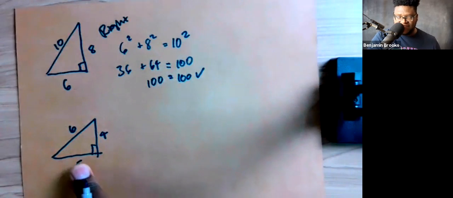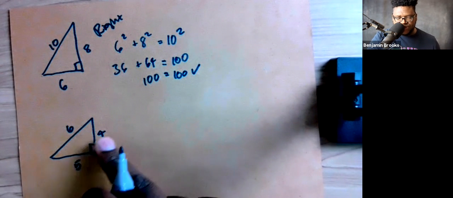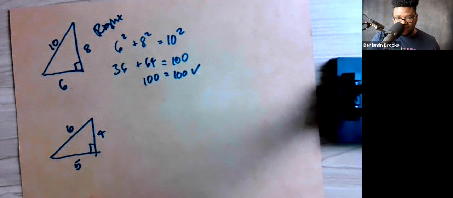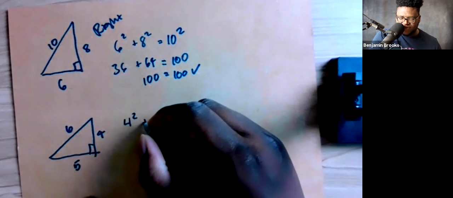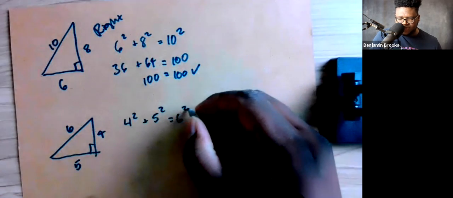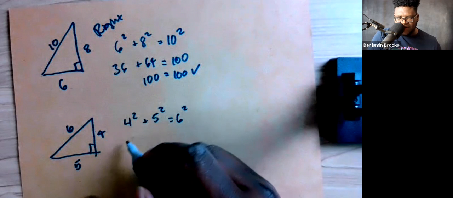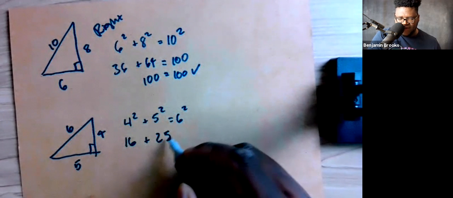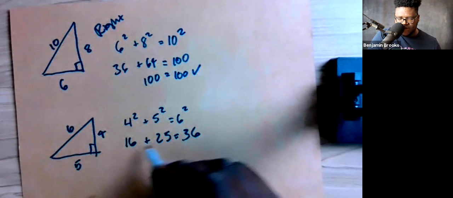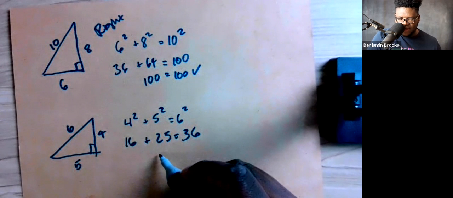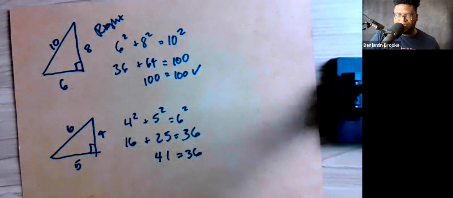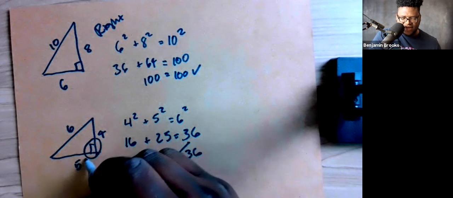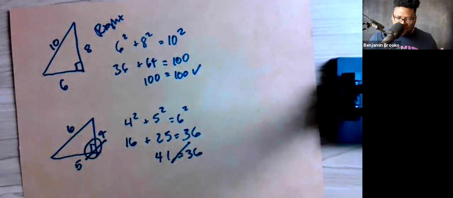Now let's check and see if this one actually is a right triangle. So the two shorter sides are always going to be the legs, right? The hypotenuse is always the longest side. So in this case, we have to say 4 squared plus 5 squared equals 6 squared. So we have 4 squared, that's 16, 5 squared is 25, 6 squared is 36. You add these two together, you end up with 41, 36. Is that true? No. So guess what? This can't be a right angle because it's not a right triangle. It doesn't follow the rule.